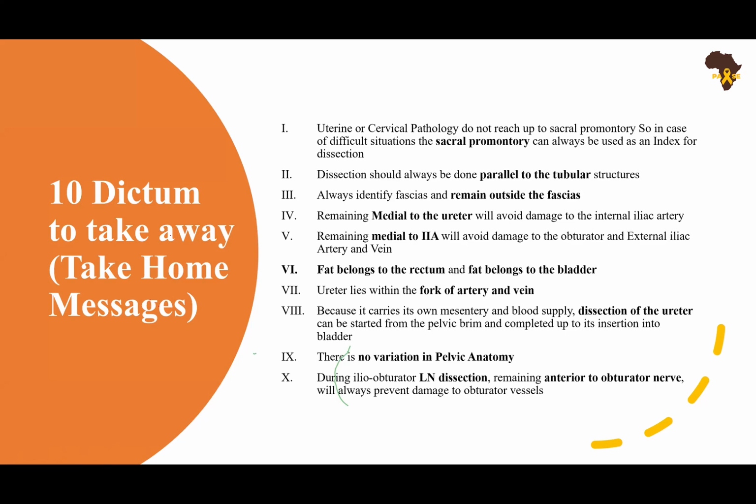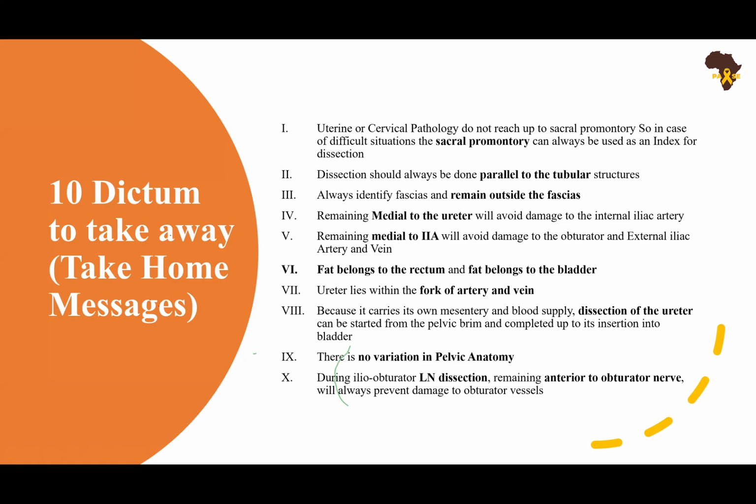Takeaway messages, the important ones that I would want you to go with. The uterine or cervical pathology does not cross the sacral promontory. So in case of difficult situations, use the sacral promontory as the index to go downwards. Dissection should always be parallel to tubular structures, never cross tubular structures, otherwise you'll injure them. Tubular structures here meaning the ureter and the vessels in the pelvis.